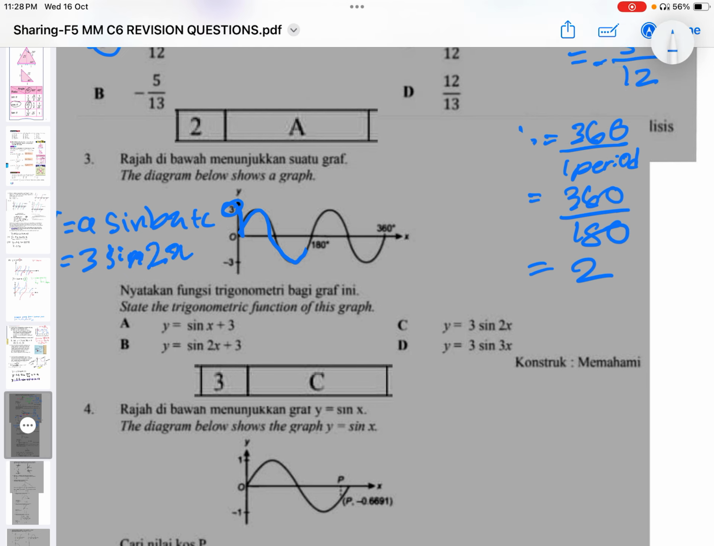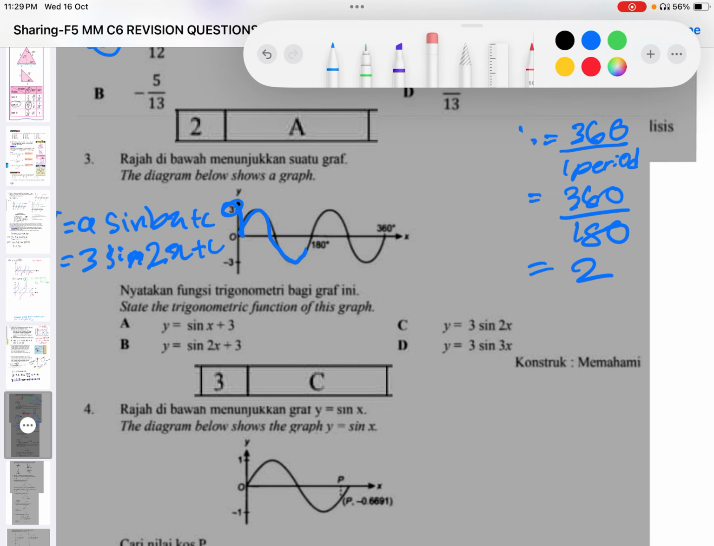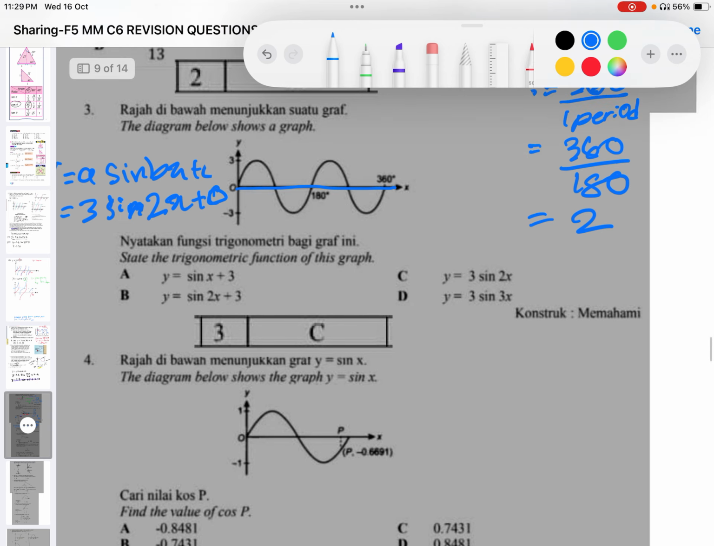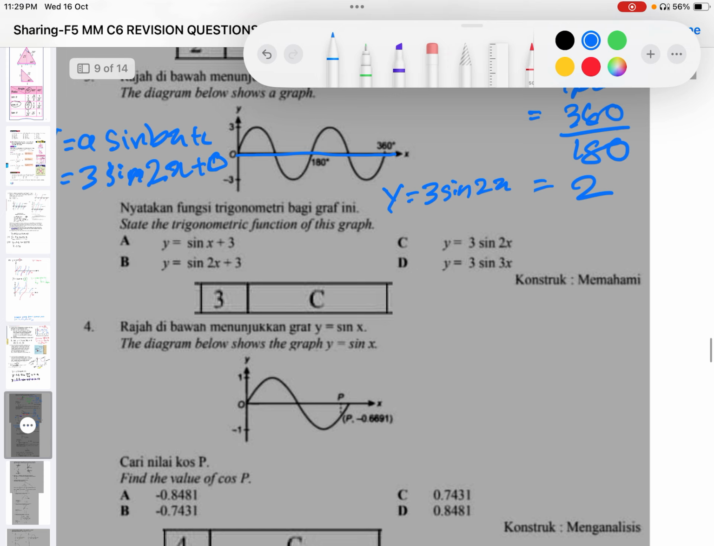Okay, x plus c. Here there is no displacement in the graph, so the midpoint of the graph will be 0, so c will be 0. So the answer will be y equals 3 sin 2x. Okay, 3 sin 2x will be C.